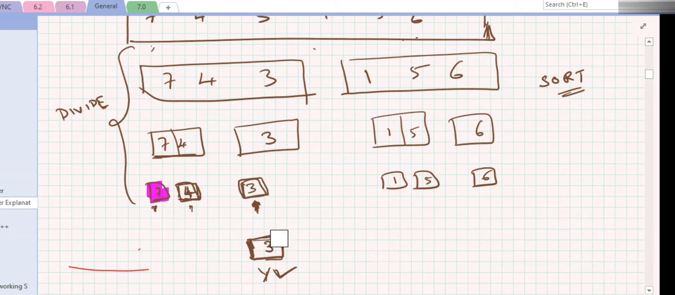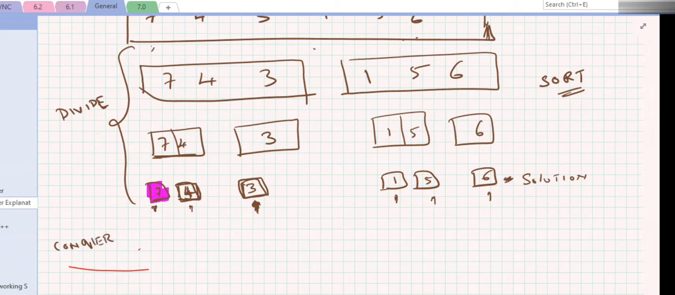When an array has only one element, it is by default sorted. That means at this point, we have broken down the problem into such small parts that each individual part is itself a solution. Yes, 6 is sorted. Yes, 5 is sorted. Yes, 1 is sorted. In their own ways, they are sorted. Now comes the step of conquering.